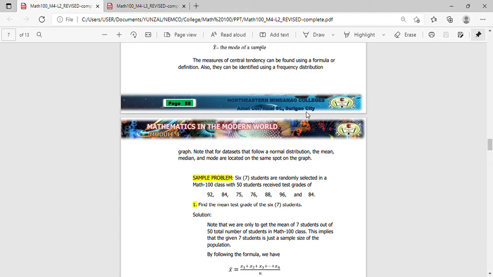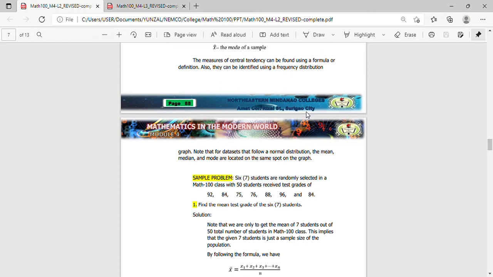So, okay, first. 7 students are randomly selected in a Math 100 class with 50 students and receive test grades of 92, 84, 75, 76, 88, 96, and 84. So these are the grades of 7 students out of 50 students. These are the data we took from the Math 100 class of 50 students, where we randomly selected 7 students. We just select them randomly. So we have these grades: 92, 84, 75, 76, 88, 96, and 84.